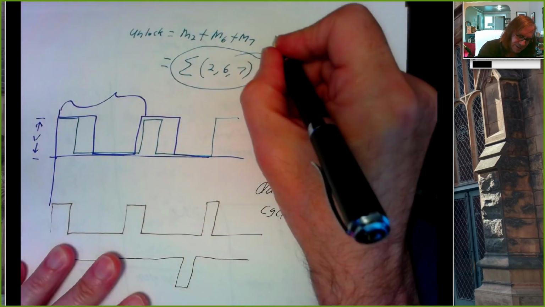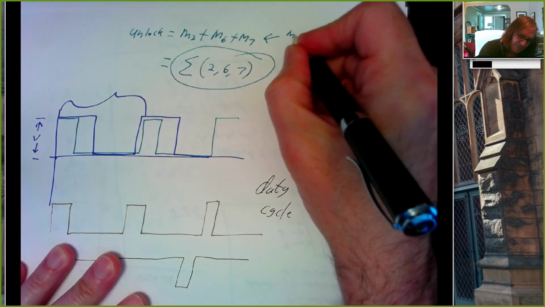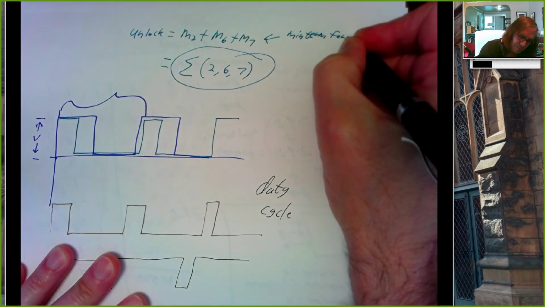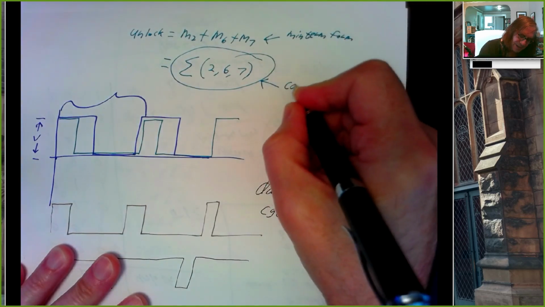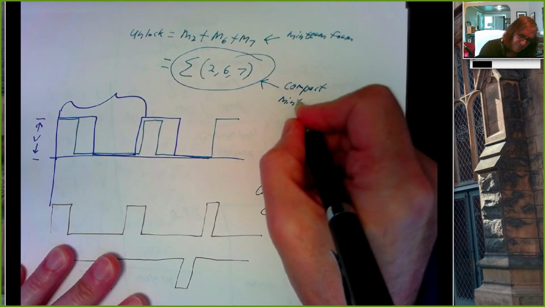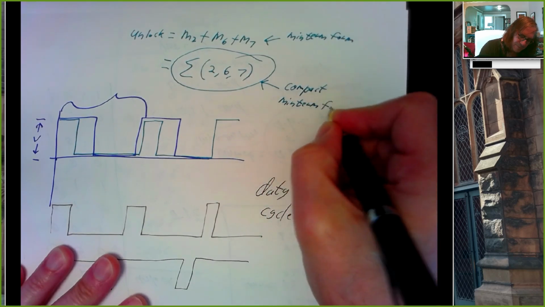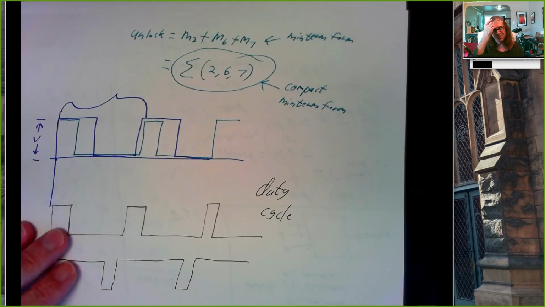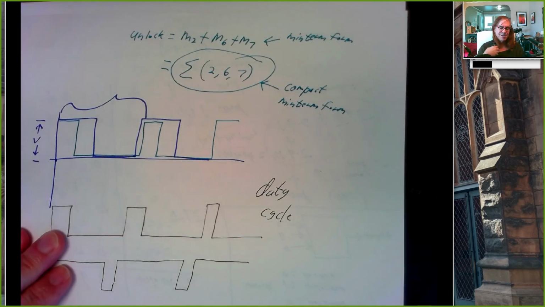So this is called min-term form. This is called compact min-term form. And don't worry about this too much right now. This is about 2 homework assignments in the future before we really dig into this. But I'm just giving you an initial view of it today.